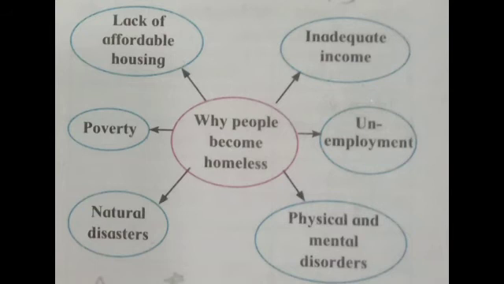Next is unemployment. The person is not employed and is not doing any kind of work. So this is also a reason that people become homeless. And the last one is inadequate income, meaning not sufficient income, not proper income. If the income is low, how can the person get a house, because that income does not fulfill all the needs of that person. So inadequate income is also a reason that people become homeless.